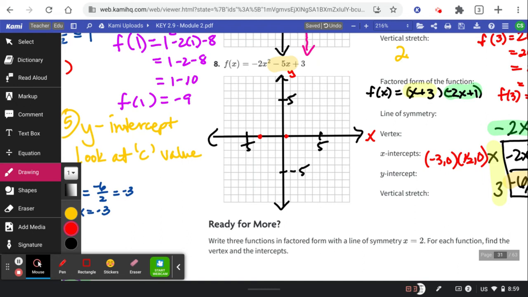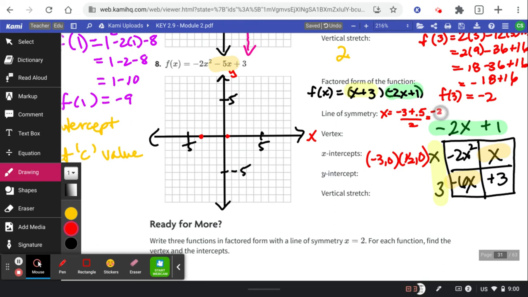So what's going to be the middle of 1/2 and negative 3? Well, let's add it. Negative 3 plus 0.5 gives us negative 2.5, divided by 2. That's negative 1.25. This one is not pretty, right? So negative 1.25, there's my axis of symmetry. And that's the x of my vertex. Now I have to go plug that back into the original equation.